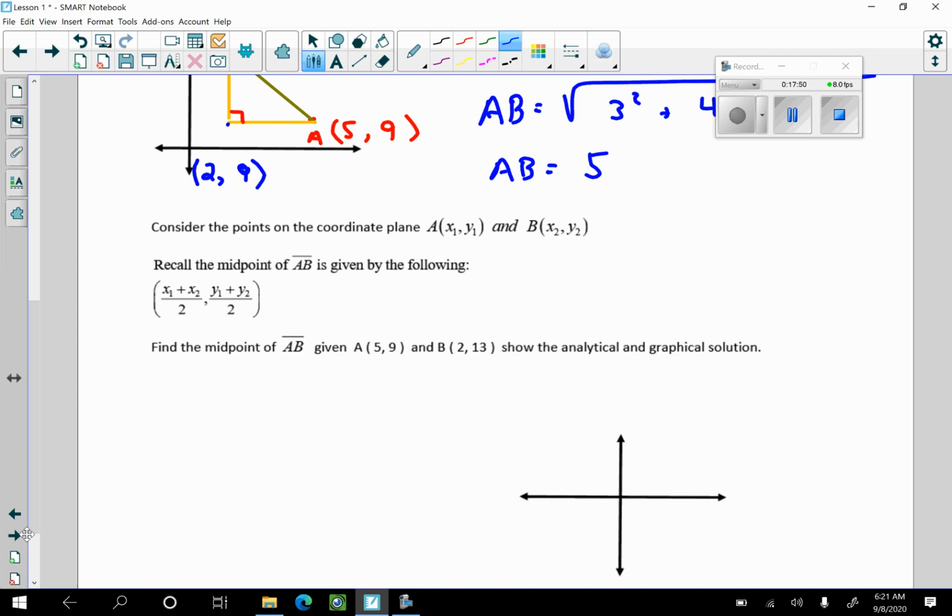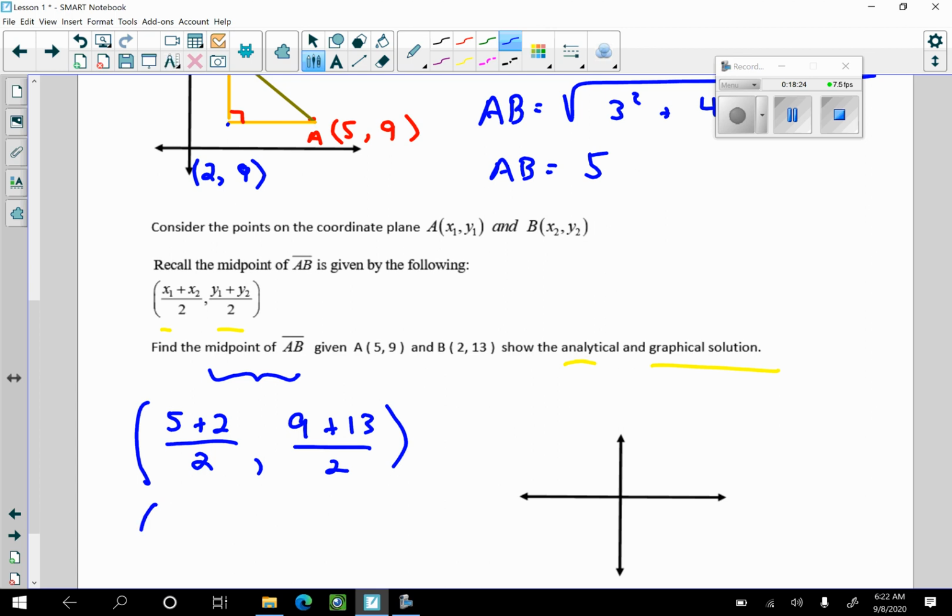Recall the midpoint formula. The midpoint formula is just the average of the x points, comma, the average of the y points. The analytical and graphical solution is going to be very easy. What is the midpoint of AB? The midpoint of AB is going to be the average of the x's. So it's going to be 5 plus 2, taking the x coordinates, divided by 2, comma, the average of the y, which is going to be 9 plus 13 over 2.